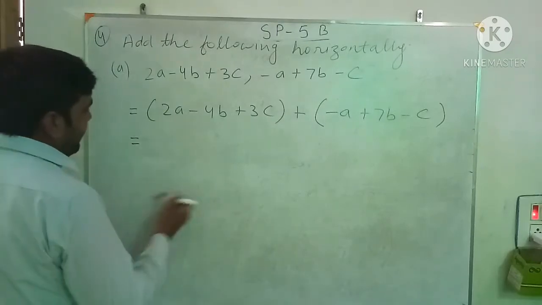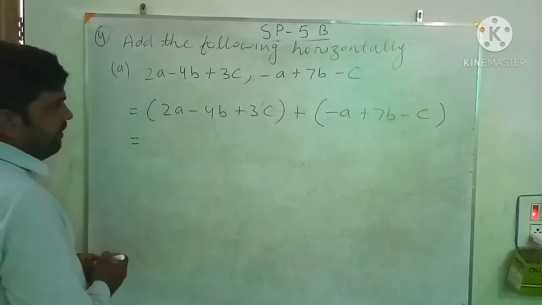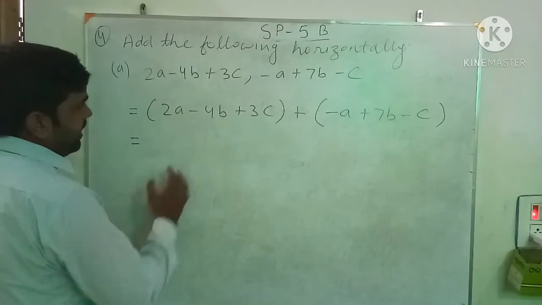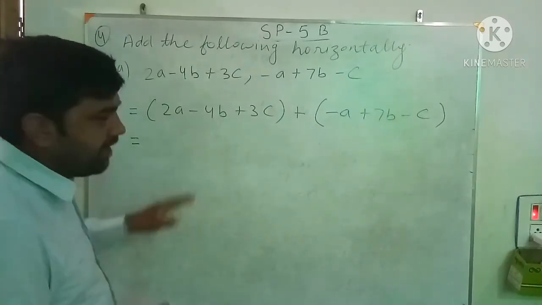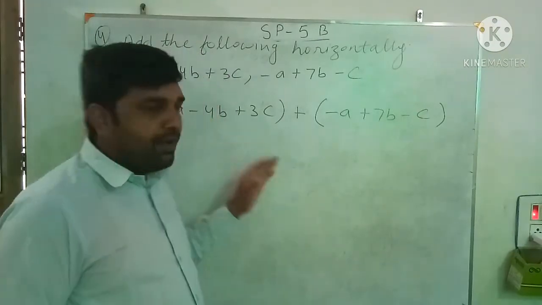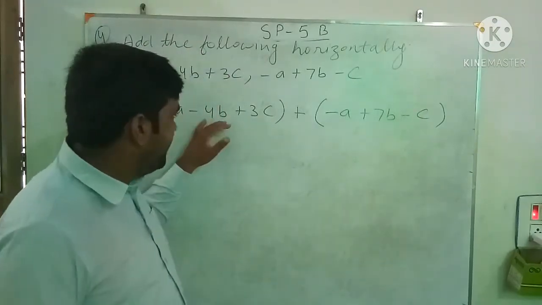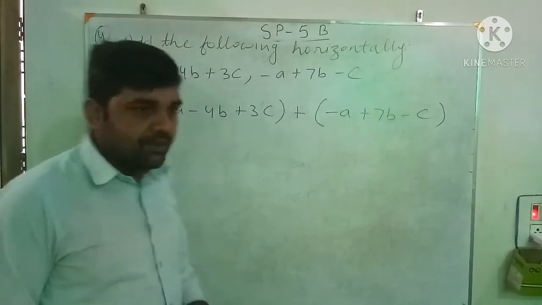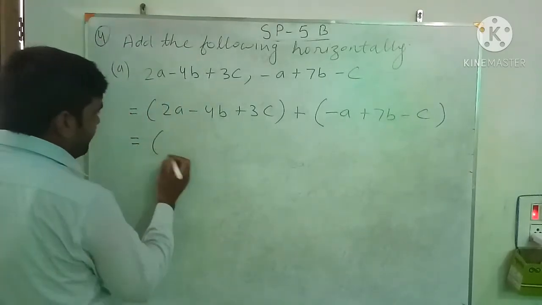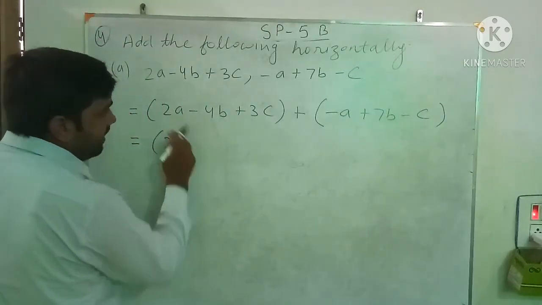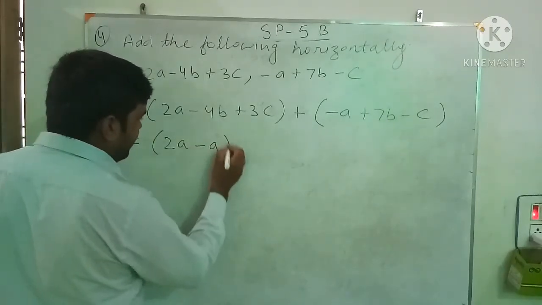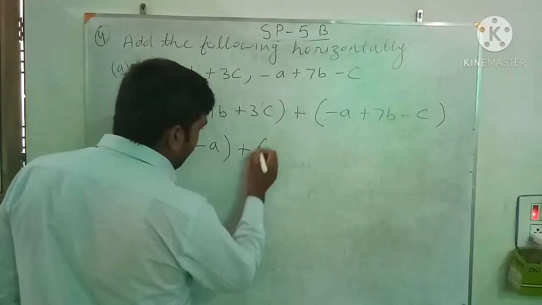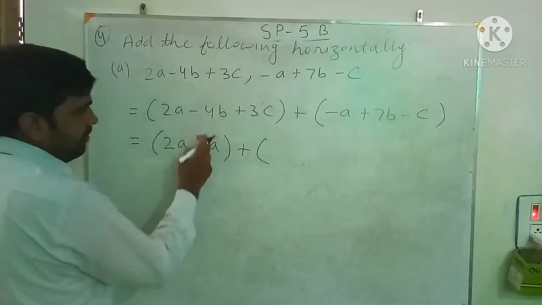So now we open the bracket and we make groups of the like terms. Here see three different terms are there, a, b and c. So first we make three groups: one group of term a, one group of term b and one group of term c. Now see, we make the first group of term a, that is 2a and minus a.